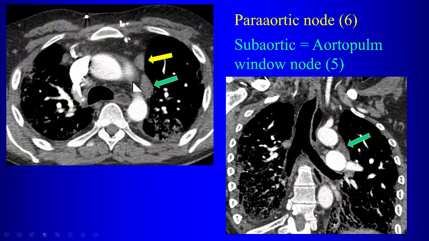Another example here, we can actually see the ligamentum arteriosum right here. Okay, so you can see the pulmonary artery here, and you can see the aorta here. Okay, and so here is the para-aortic node, and then here would be the aortopulmonary window lymph node. So there's the AP window lymph node right there, lateral to the ligamentum arteriosum.